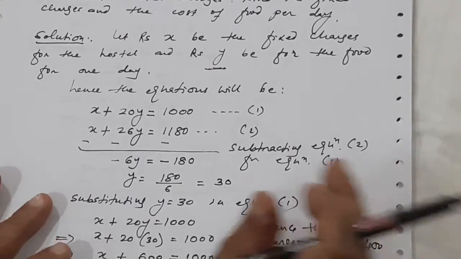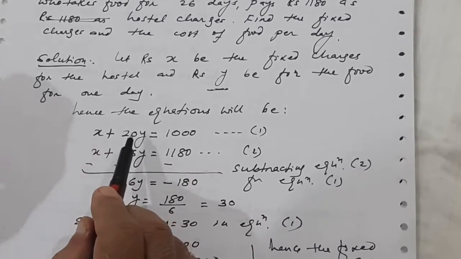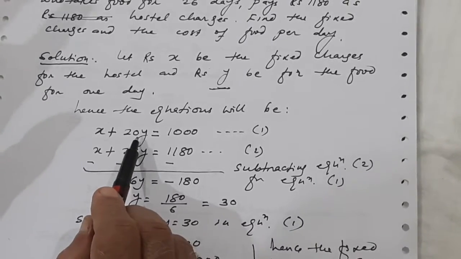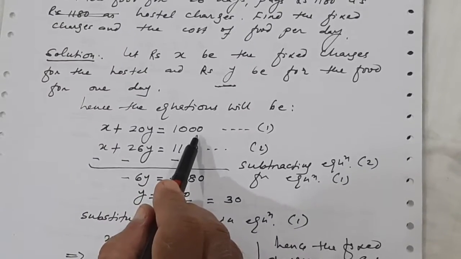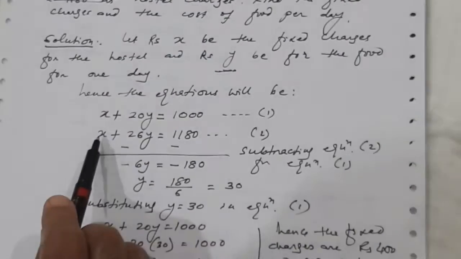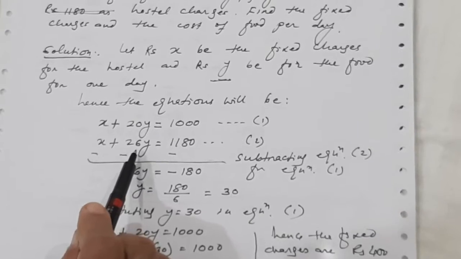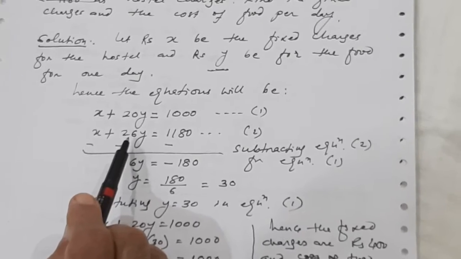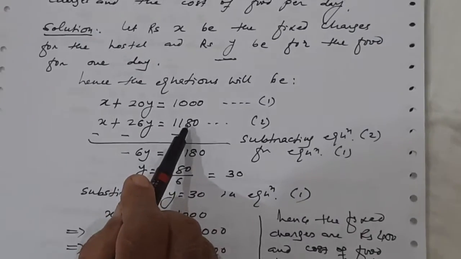for staying. Now by the given conditions, first student is staying for 20 days, so she will pay X as the fixed charge and 20 days, Y for 1 day, so 20Y. X plus 20Y is equal to 1000. That is equation number 1. Then second student, that is the B student, the fixed charge will be paid by him or her, that will be X, and food charges will be 26Y because the student is taking food for 26 days. So X plus 26Y is equal to 1180.